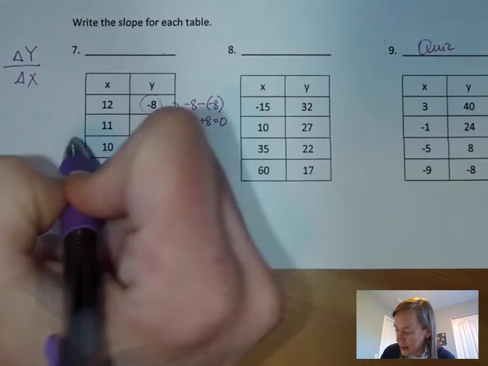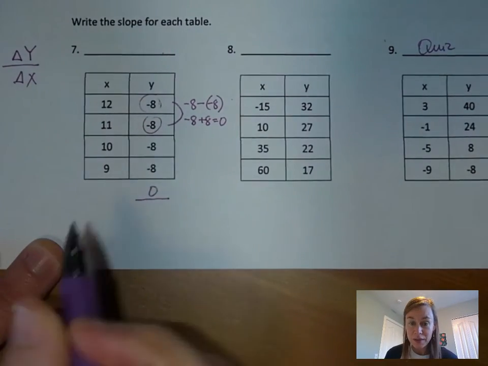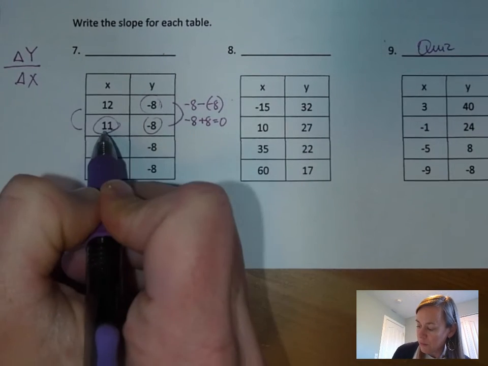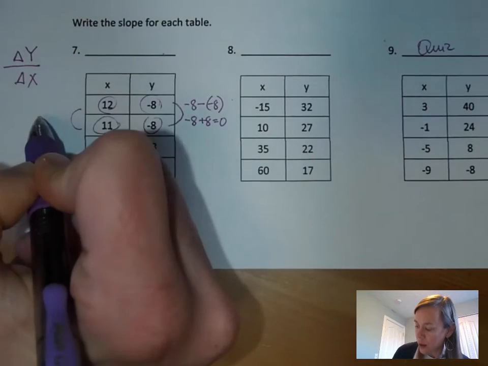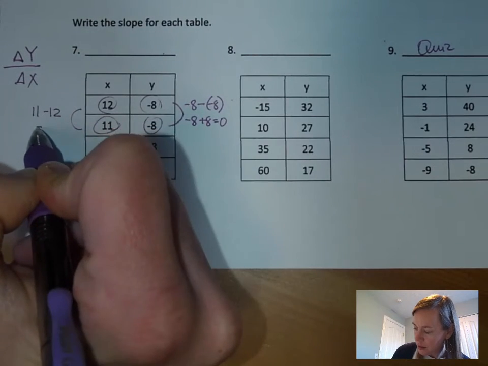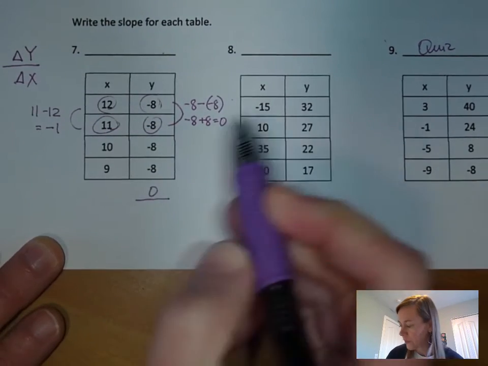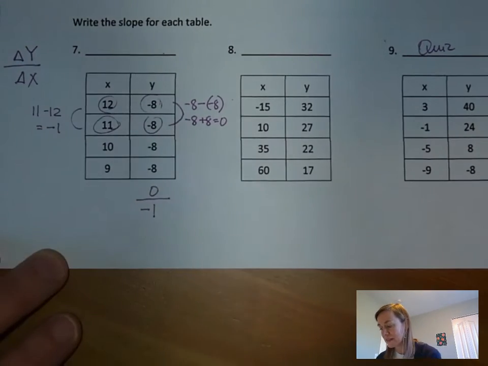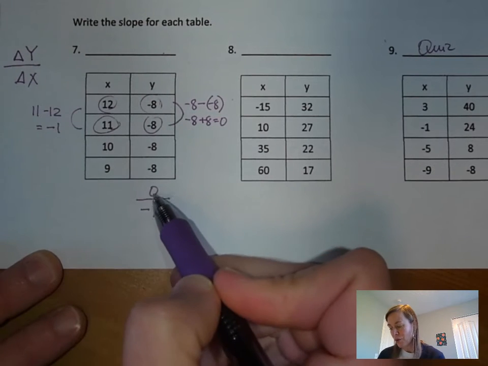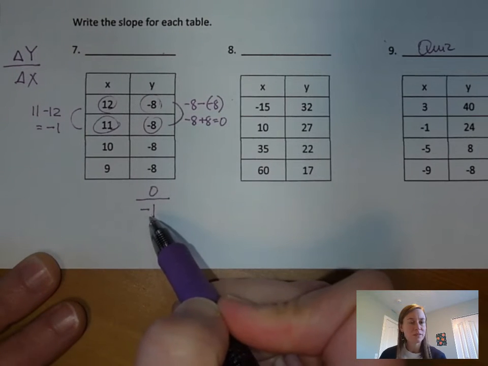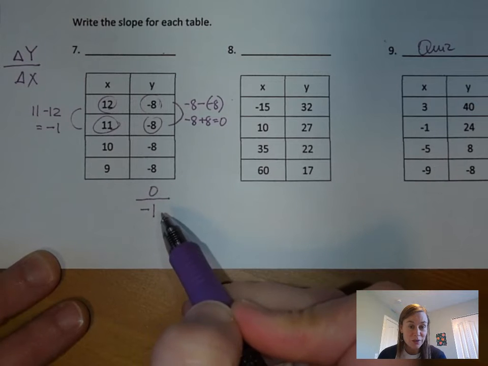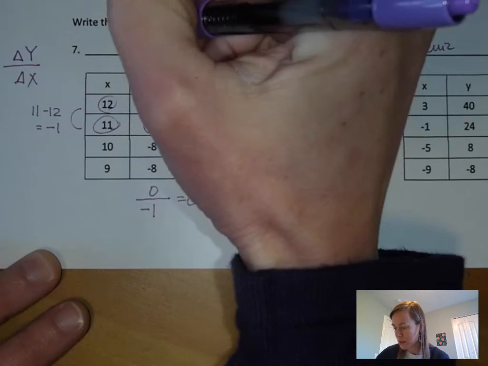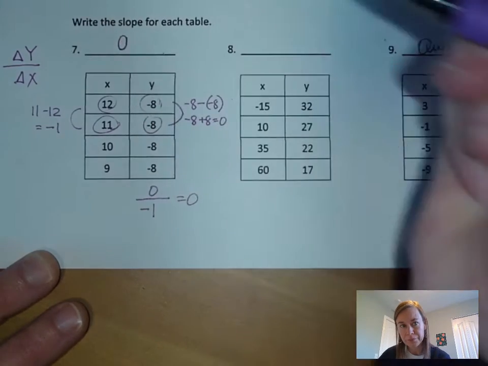Let's figure out the change in X. For the change in X, we're going to do the same thing, but we're going to do it over here on the X side. So take the 11 and subtract the 12 from it. So 11 minus 12 equals -1. So that's the number right there. That's going to go on the bottom. That's your change in X. So it looks like we have 0 over -1, which is going to simplify to a 0, because 0 over anything is going to be equal to 0. So I'm just going to write a 0 right up here.